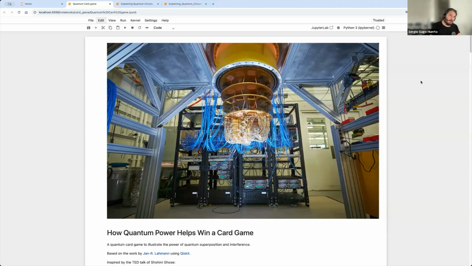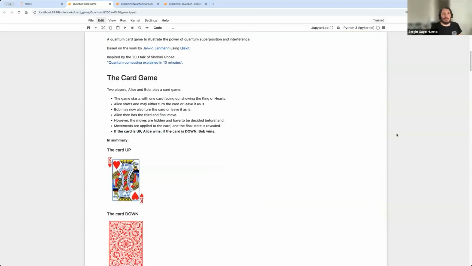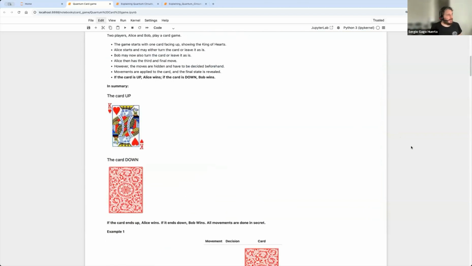But before we get into the code, I want to play a game, and I think it's going to be fun because there's not that many of us. So I want to play a card game, and I'm going to explain to you how it works. This card game has 2 players. We're going to call them Alice and Bob, because that's how everyone is called in the quantum world, right? And the game is really easy.